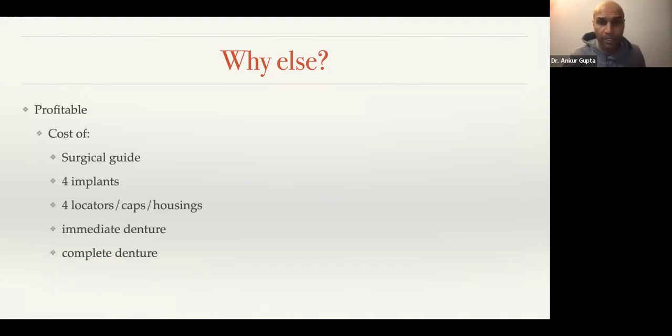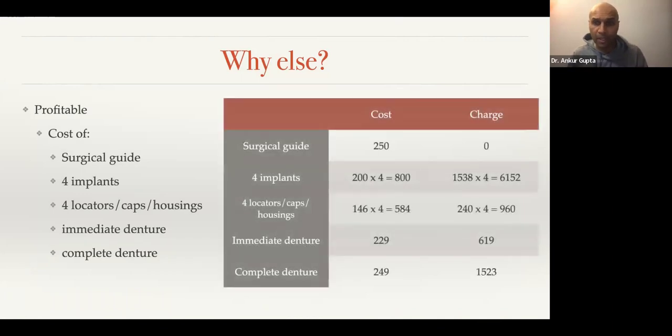They're very profitable. Now, I just want you to look at my fees. I don't charge anything for the surgical guide. I charge about $1,500 per implant. And in most cases, I place 4 implants in an arch. And then what I charge for the locators and the caps and the housing is about $250 per. And then the immediate denture and the complete denture, these are my fees.